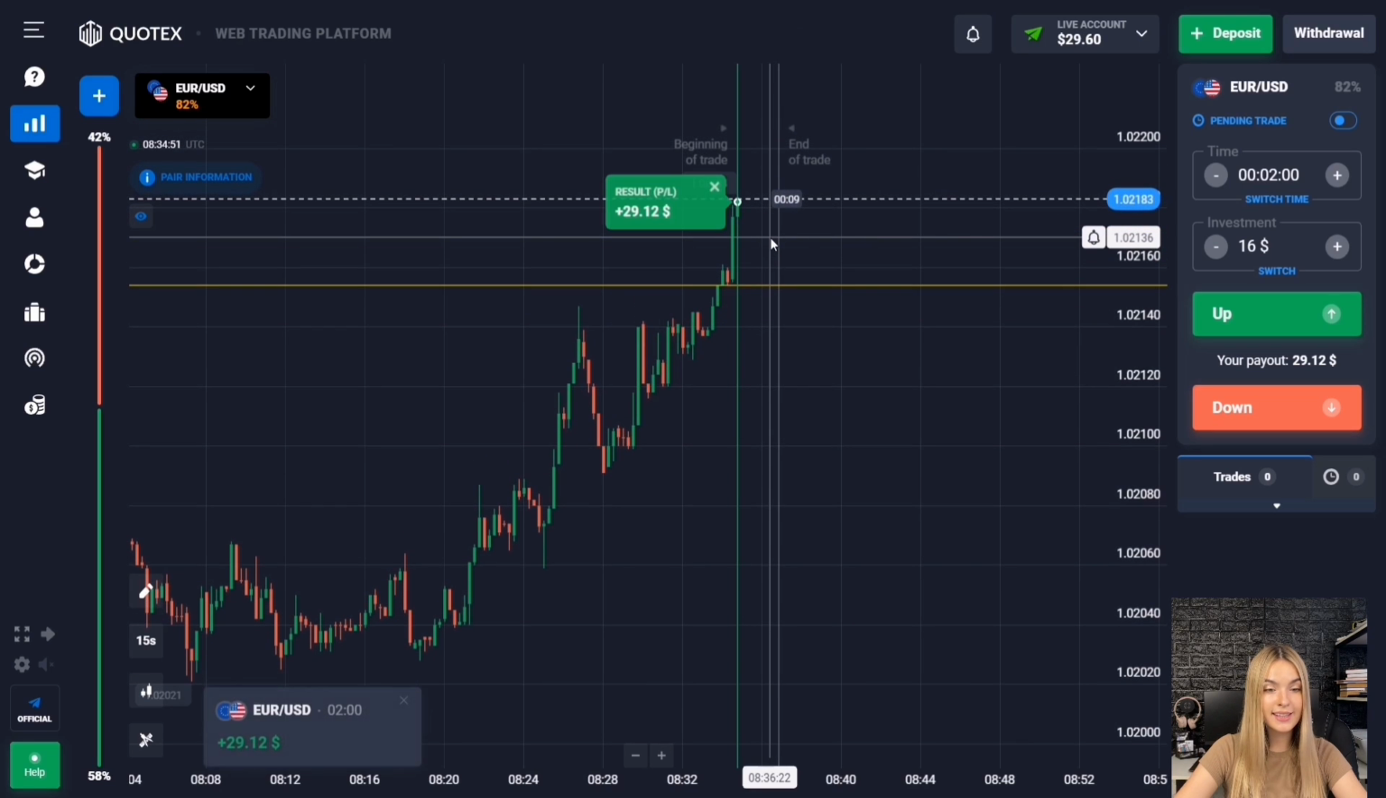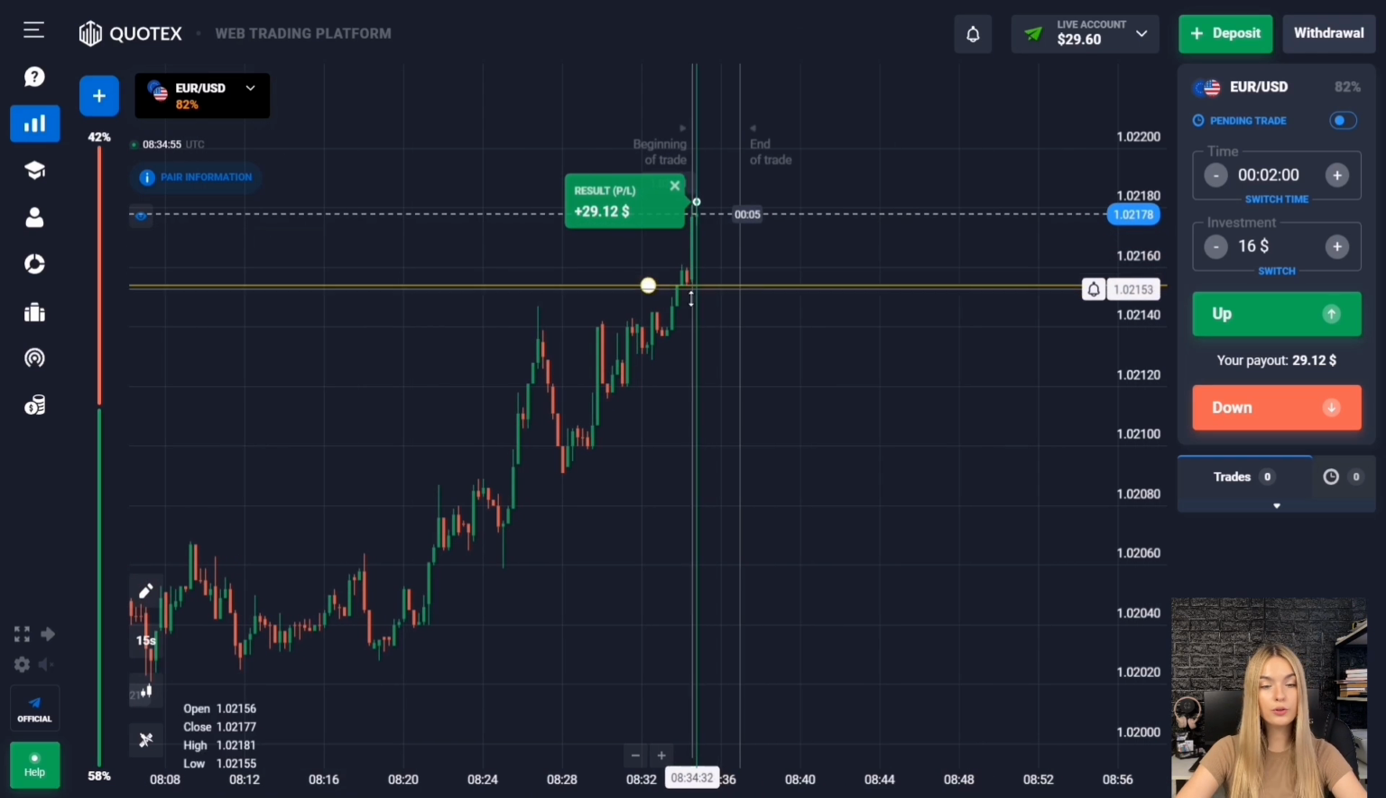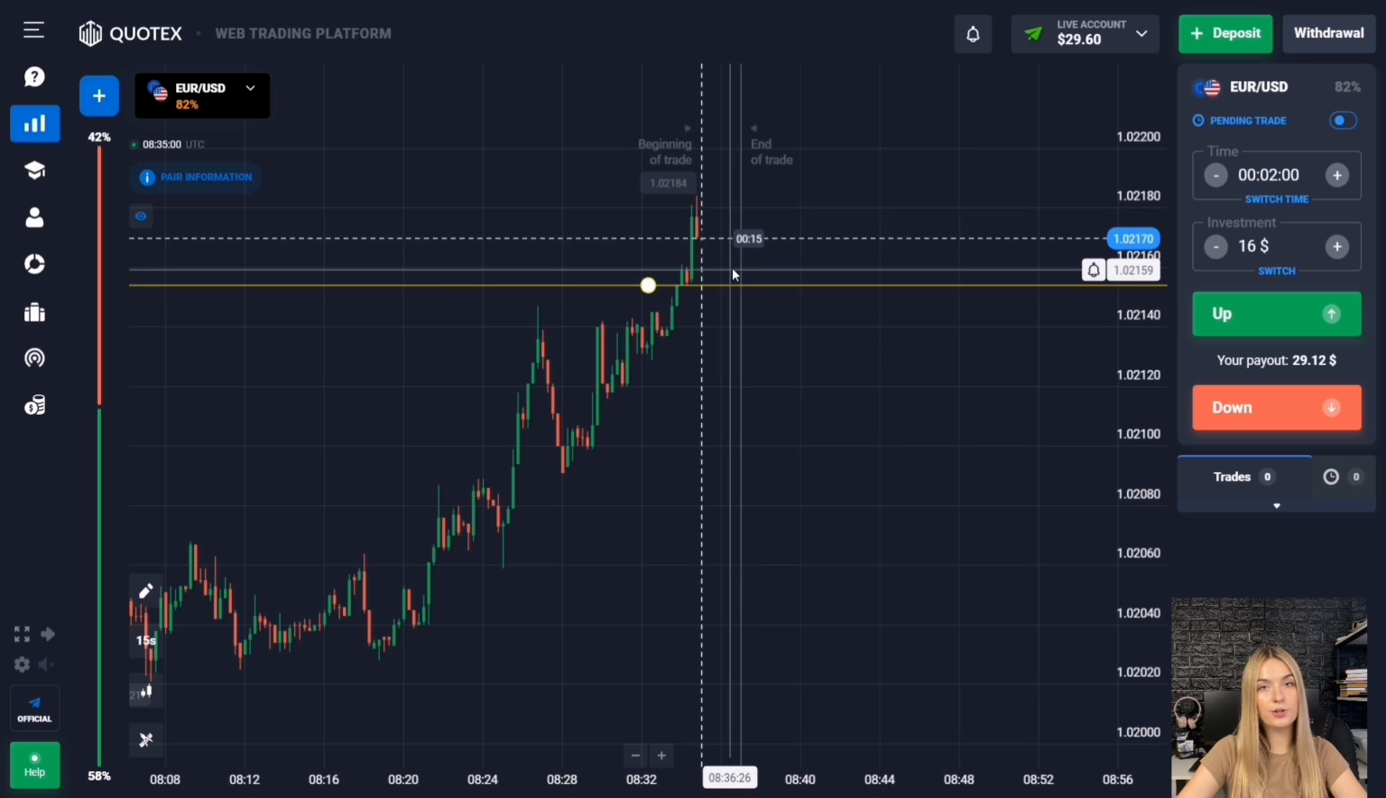Well guys, great! As you can see, the price really continues to move up. This level has been broken through, and we are getting a good confident profit. Let's continue and search for the next situation.